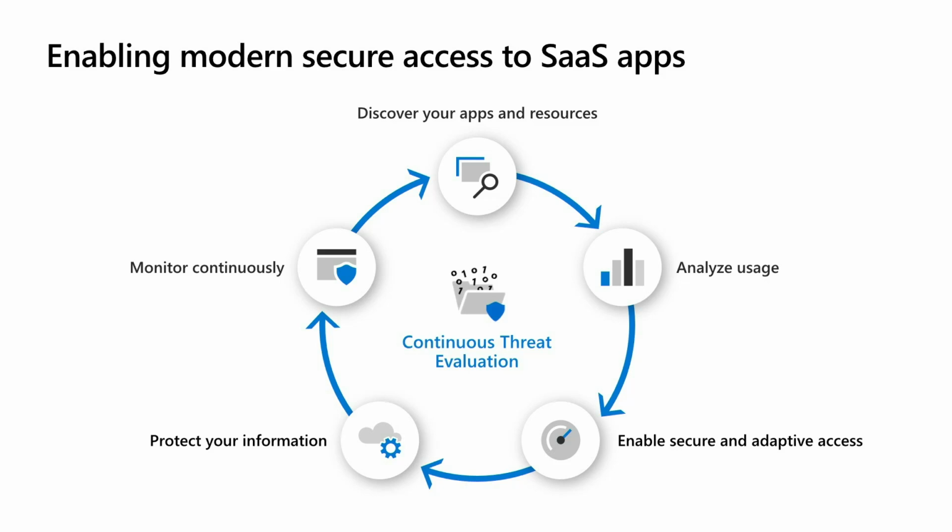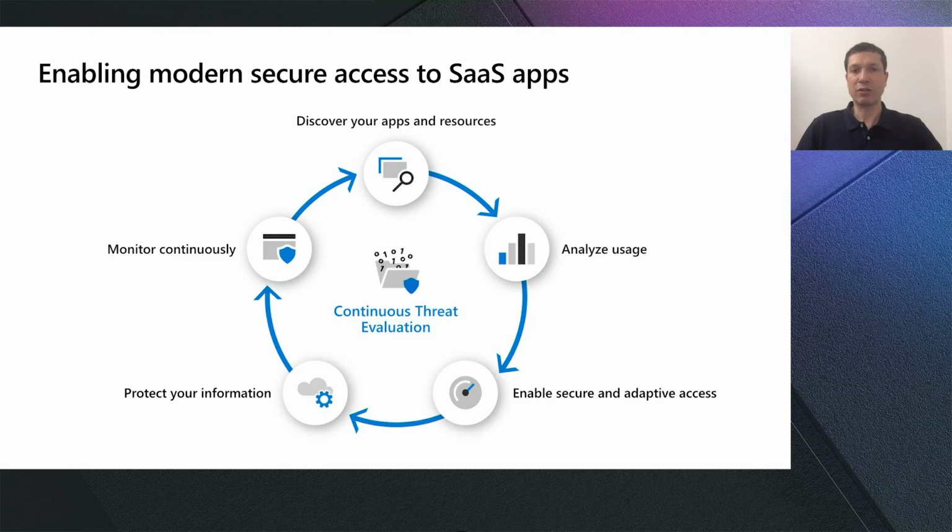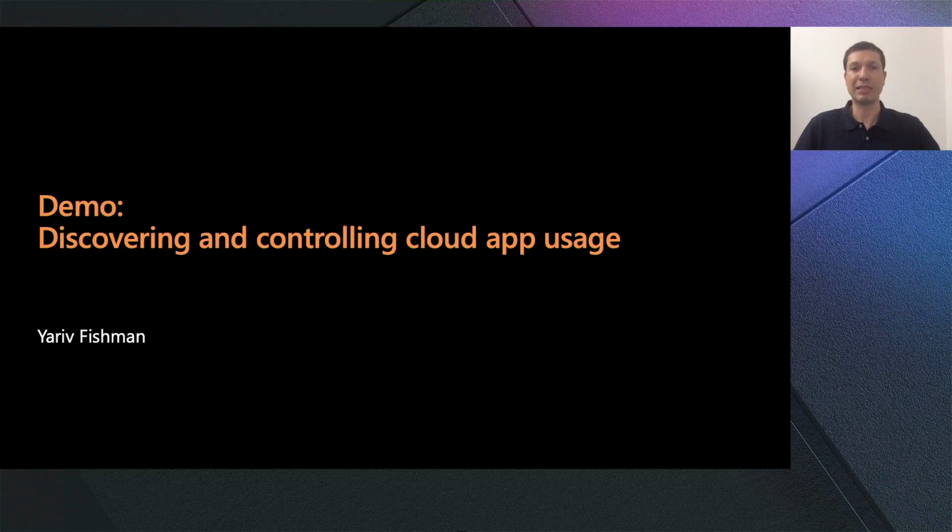It enables secure and adaptive access. So for example, a potential compromised user may be asked to re-authenticate, or the admin can decide to block his access to certain apps or data until a proper investigation will take place. It protects your information based on DLP policies and enables granular access control and information sharing capabilities. And last, it provides continuous threat evaluation and protection, like in-session controls that block unwanted behaviors and risks. In the following demo, I will cover 2 main scenarios: shadow IT discovery, including blocking unsanctioned apps, and in-session controls across Microsoft and third-party applications.